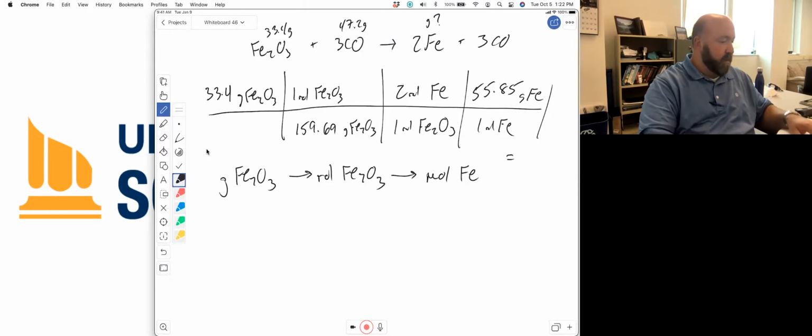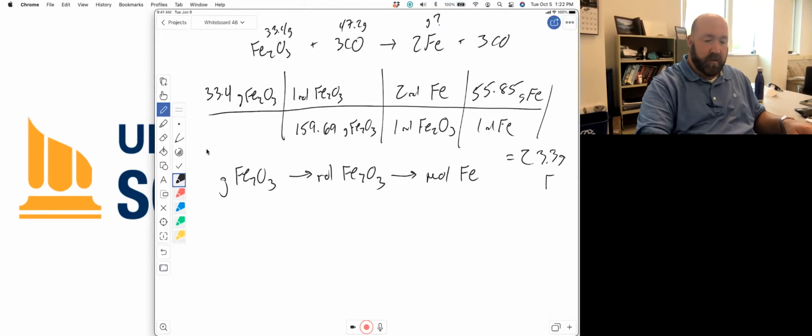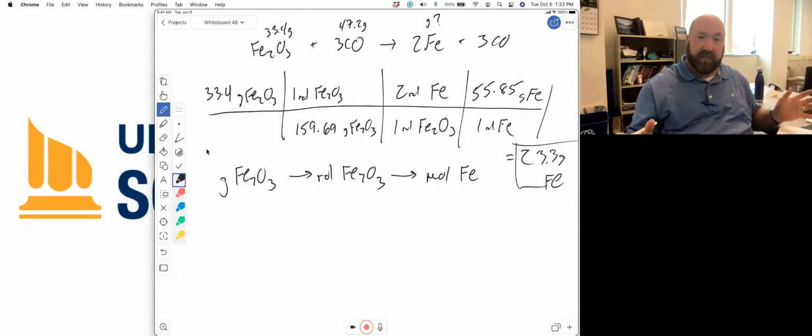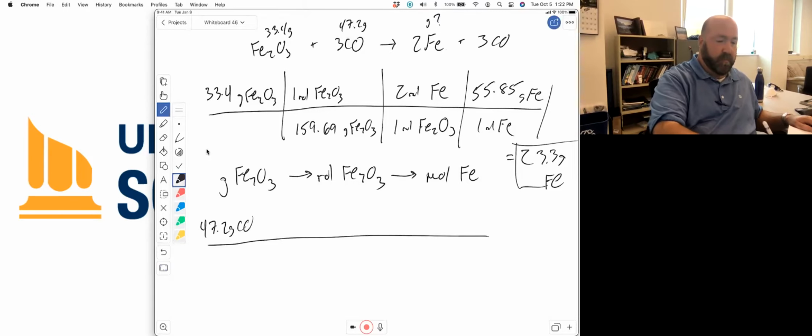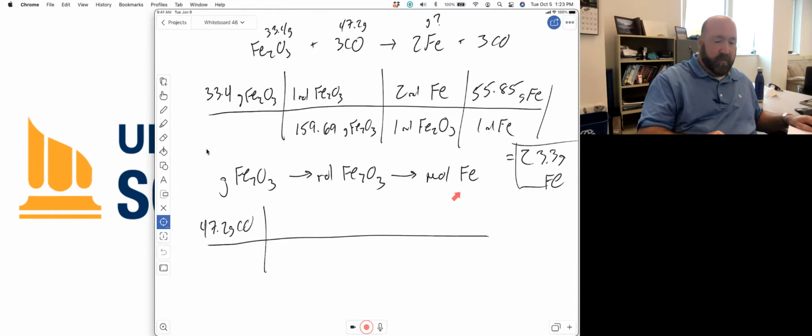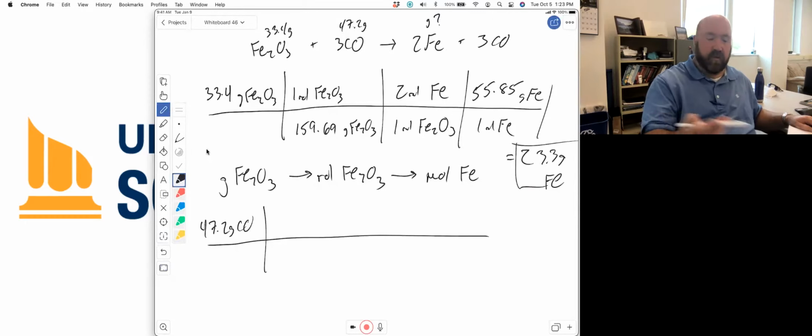We do all of this out, and we find that this 33.4 grams of iron 3 oxide is going to produce 23.3 grams of iron. Next, we run through the exact same process, but starting with our starting amount of carbon monoxide, our 47.2 grams of CO. The only difference in our pathway is that we're starting with grams of CO to moles of CO, then going to moles of Fe, and then finally to grams of Fe. So the same exact process, just with a different starting material.